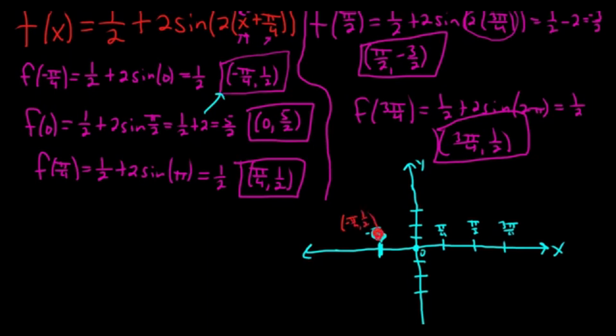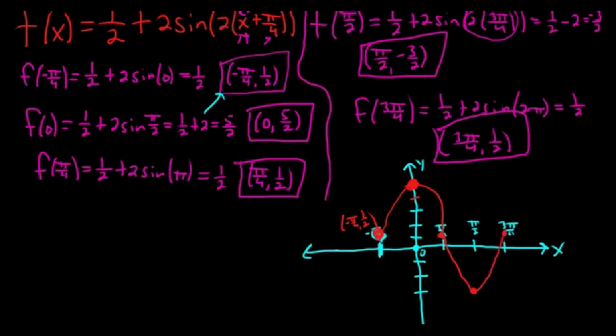The next one is 0, 5/2. That's actually pretty high up: 1/2, 2/2, 3/2, 4/2, 5/2. That's here. The next one is pi over 4, 1/2. That's down here. The next one is pi over 2, negative 3/2, down here. And the next one is 3 pi over 4, 1/2, up here. All we do now is connect the dots and make some type of curve like that. That's pretty good. That completes it.